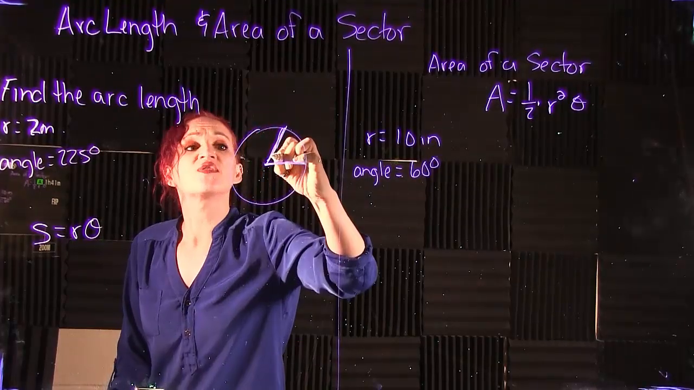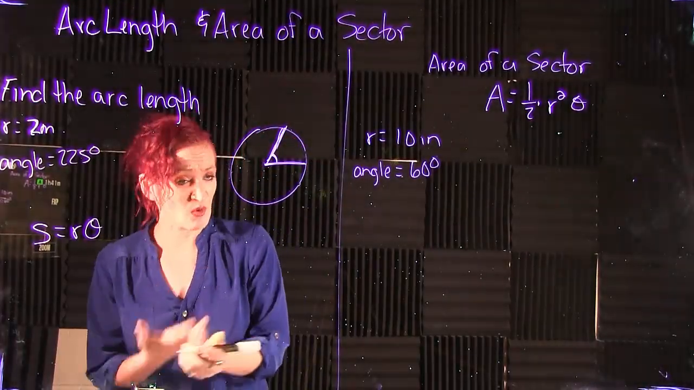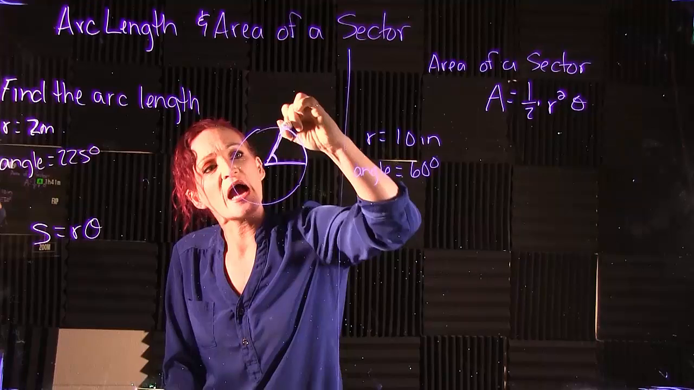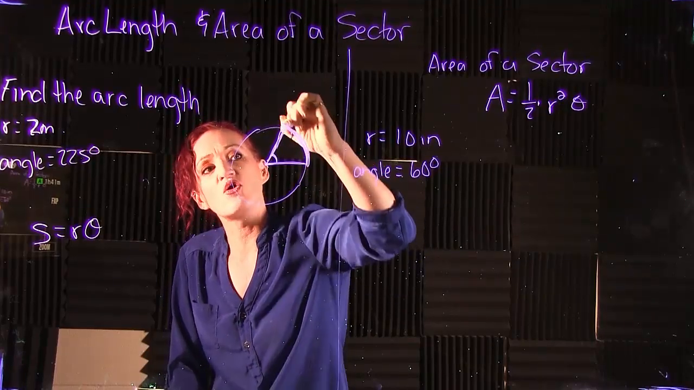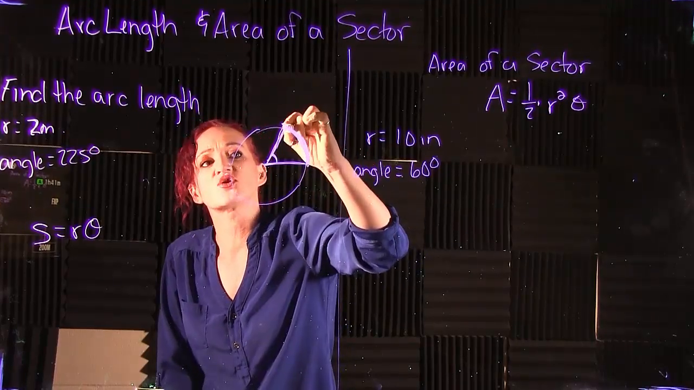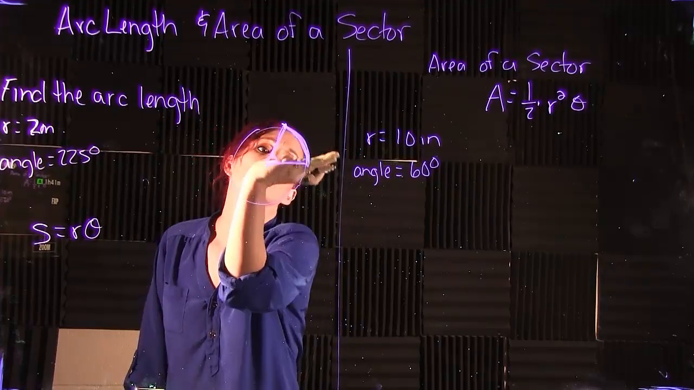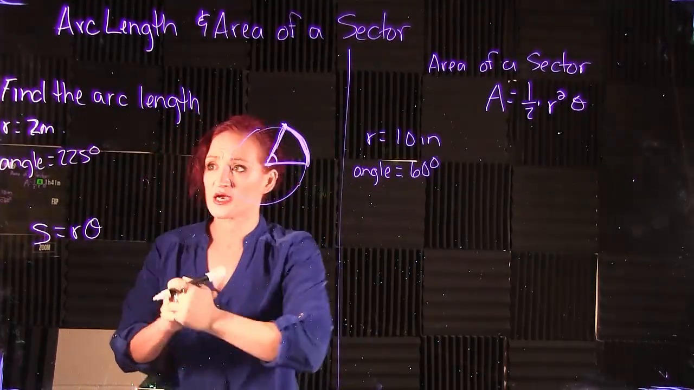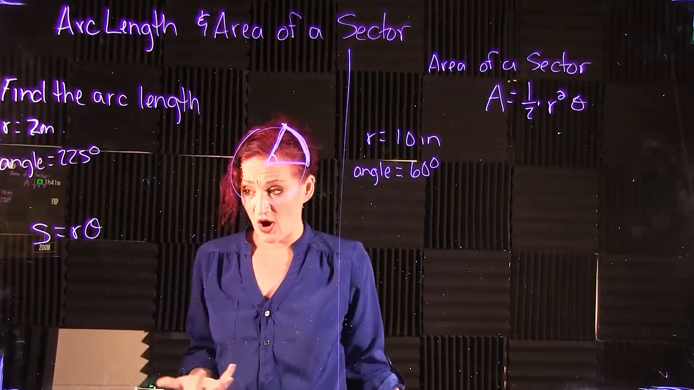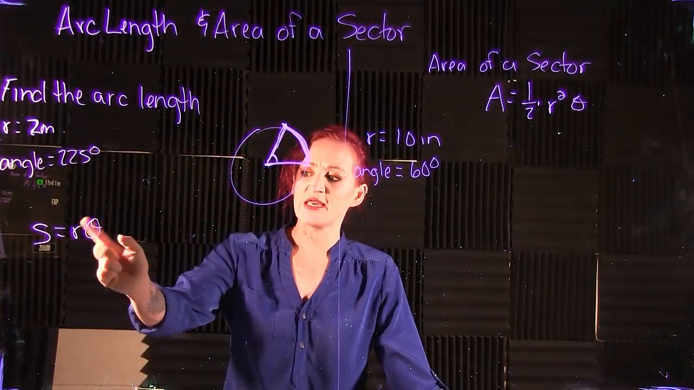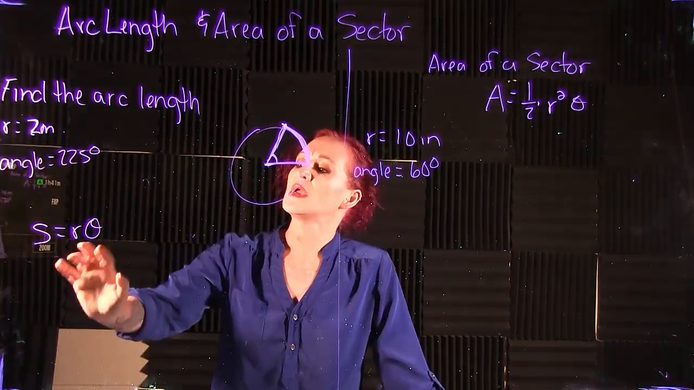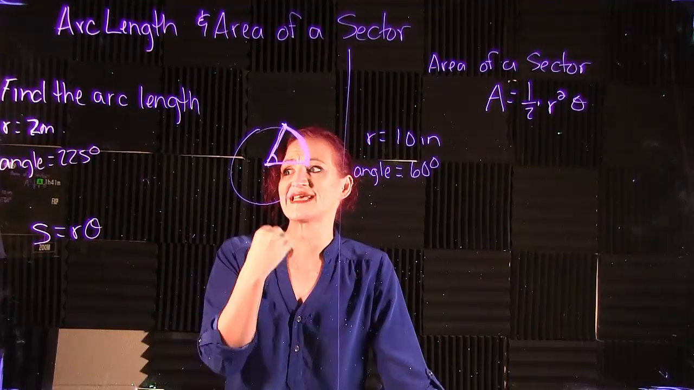We would then need to know this measurement here, because what we're actually finding is we're calculating this length right over here. So we're calculating that circular length for that little piece of a pie. Now, in order to calculate arc length, the formula is the radius times the angle when the angle is given to us in radian mode.